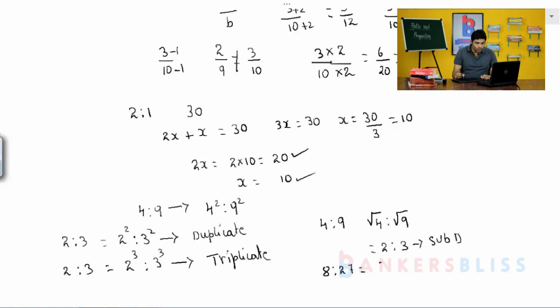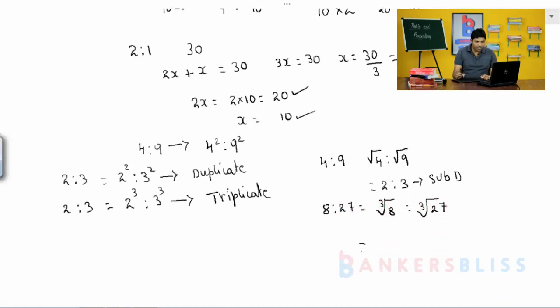Next, see here, 8:27, one more ratio. So, cube root of 8 is to cube root of 27, which is equal to 2:3. This is called the sub-triplicate ratio. So, if you take the cube roots of the terms given in the ratio, then you get the sub-triplicate of the ratio.